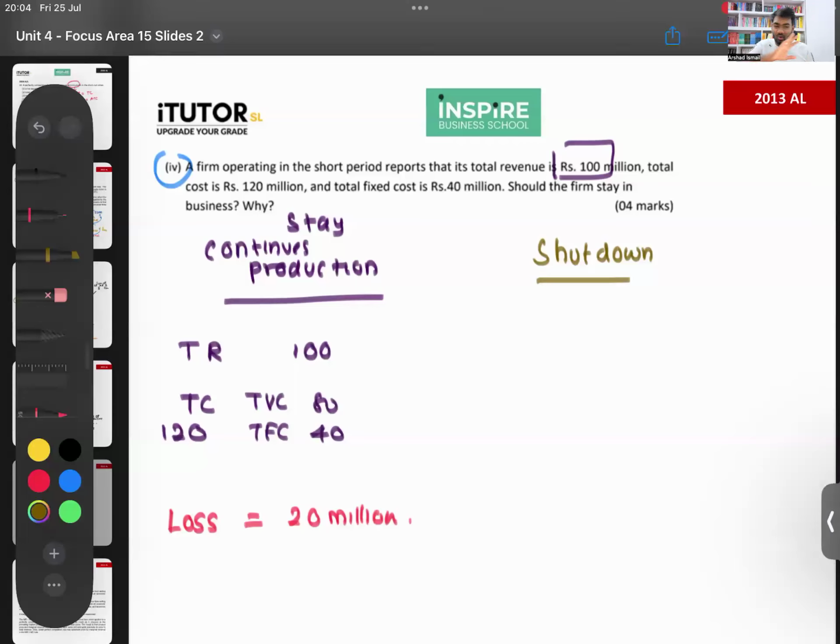Shutdown is not you close everything and sell and go away. Shutting down is a temporary closure. Temporarily you have closed your shop and you don't open. So if you temporarily close your shop, how much is your total revenue? How much can you earn? If that cafe in Ahangama is temporarily closed, are they getting any sales? No. Revenue is zero. How much is their total cost?